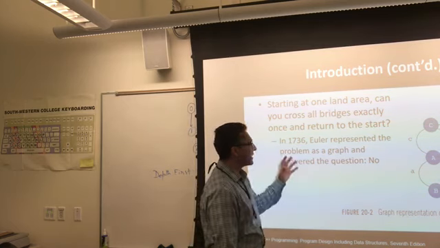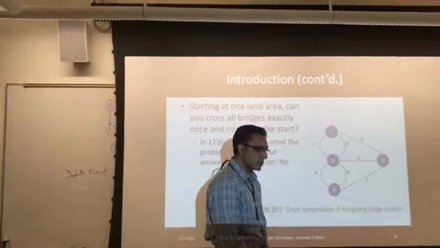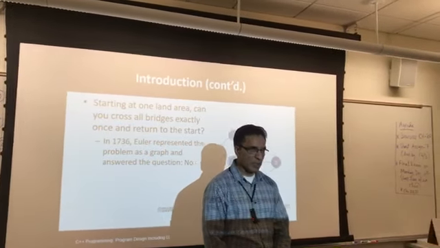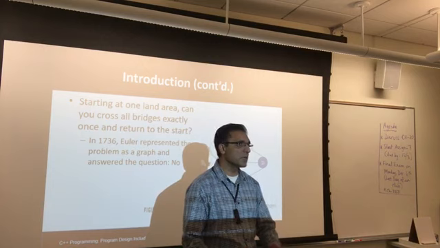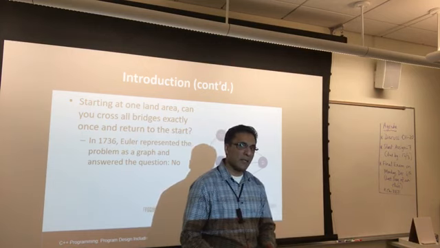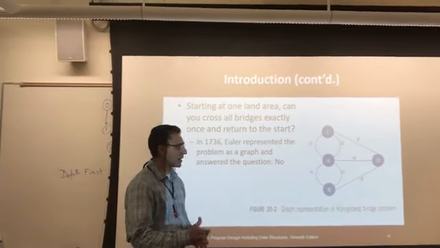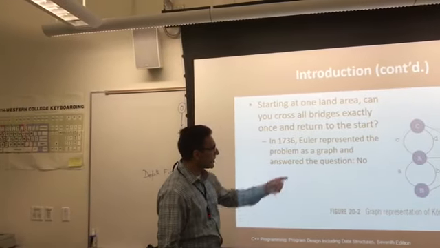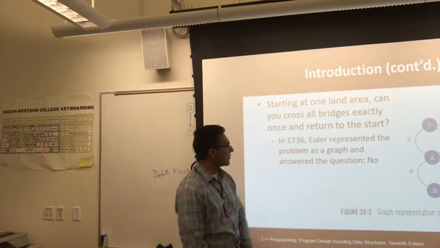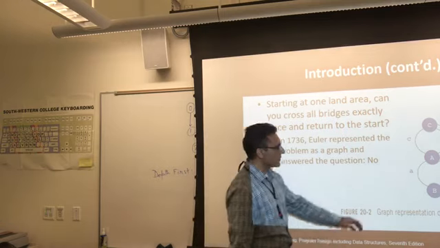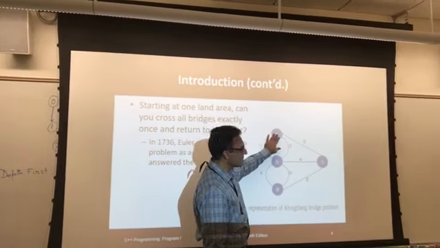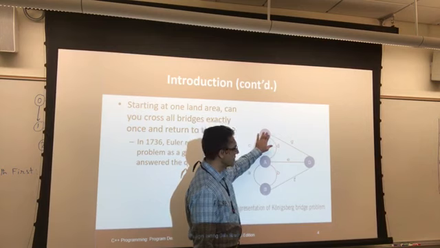So in the 1700s, the mathematicians and people who were into this kind of theory wanted to explore whether it is mathematically possible to reach your starting point by crossing each bridge once. So Euler represented the problem as a graph and answered the question: it's mathematically not possible. Assuming this is the starting point, you can start from any point.